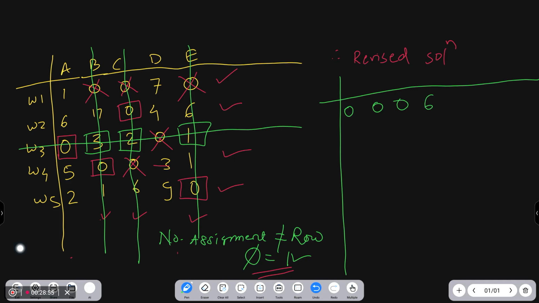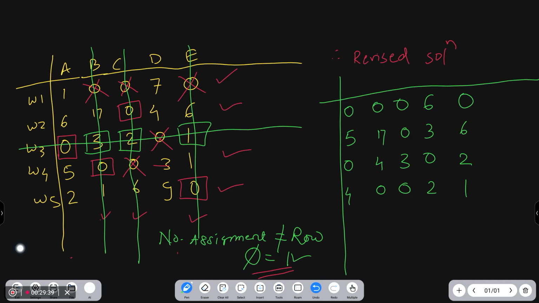7 minus 1 is 6 and no change in the next 0. 6 minus 1 becomes 5. 17 will remain 17. 0 remains the same. 4 minus 1 becomes 3 and this becomes 6. What about the next one? It will remain 0. 3 plus 1 becomes 4. 2 plus 1 becomes 3. 0. And 1 is the intersect area. It becomes 2. And next, it's uncovered area. 5 minus 1, 4. Unchanged. 2. And this will be unchanged.